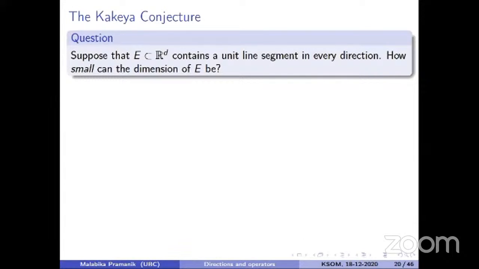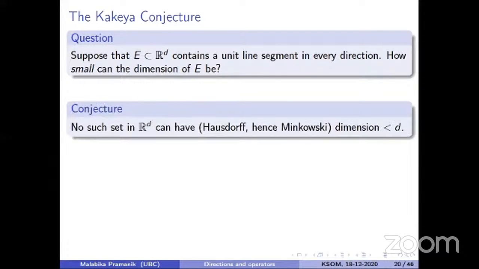With this definition behind us, let us refine our earlier question about the size of the KB set. Suppose that E is a subset of R^D that contains a unit line segment in every direction. How small can the dimension of E be? The famous Kakeya conjecture says that any such set must have full Hausdorff and hence Minkowski dimension. In other words, there is no KB set of dimension strictly smaller than D.